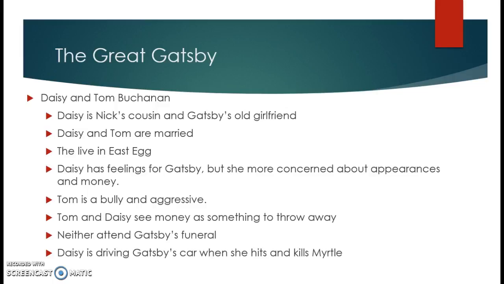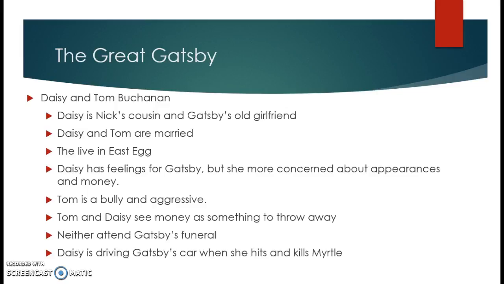So Daisy and Tom are married, and they live in East Egg. Okay, Gatsby and Nick live in West Egg. West Egg is new money. East Egg is old money. So money is not necessarily money. They both may have a lot of it, but old money is seen as higher society than new money. And so because of that, Gatsby and Daisy are not necessarily in the same class. And Daisy has feelings for Gatsby, but she's definitely more concerned about appearances and money.